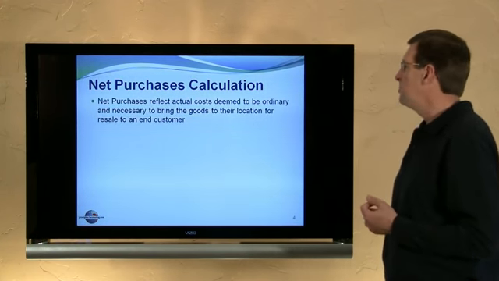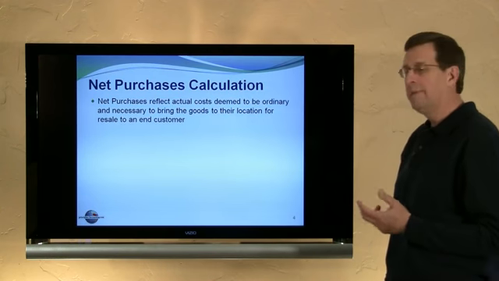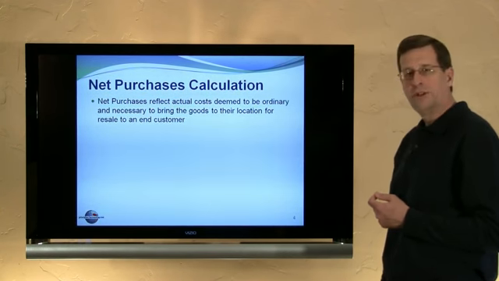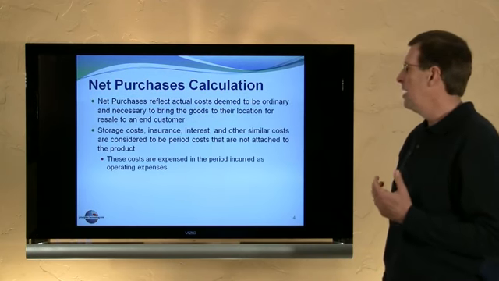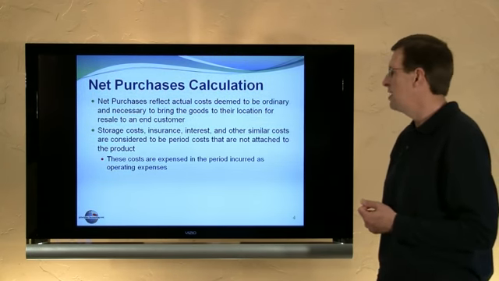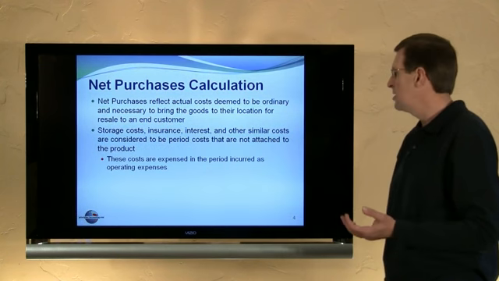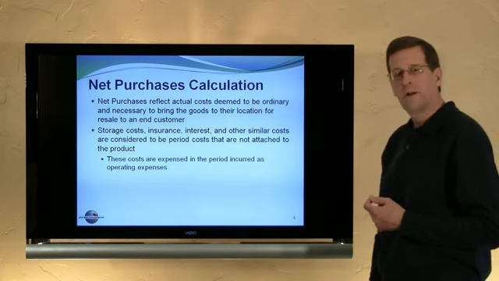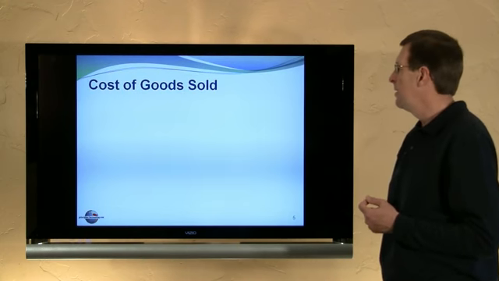The net purchases reflect actual costs that are deemed to be ordinary and necessary to bring the goods to their location for resale to an end customer. Items such as storage cost, insurance, interest, and other similar costs are considered to be period costs. They do not attach to the product. Those costs are expensed in the period incurred as operating expenses.